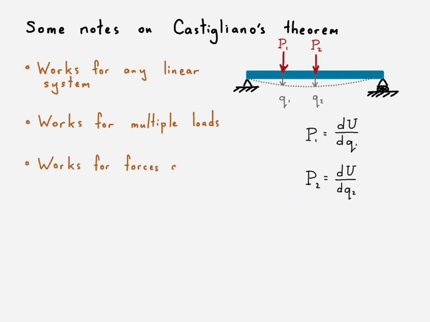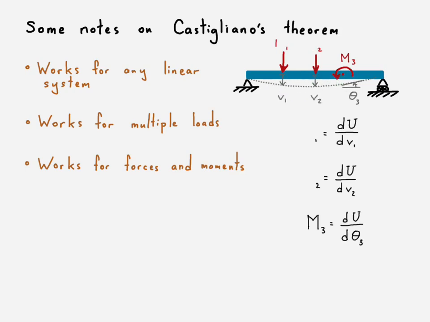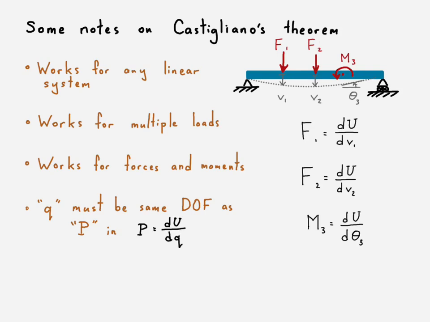Just like we have it for forces and displacements, we can also have it for moments and rotations. If we had all three of these loads, we could have all three of these equations. Note that in each one, the displacement corresponds to the same location in the same direction as the force, or the rotation corresponds to the same location in the same direction as the moment, which is exactly what our fourth bullet point is.